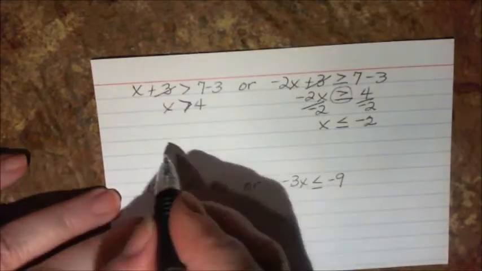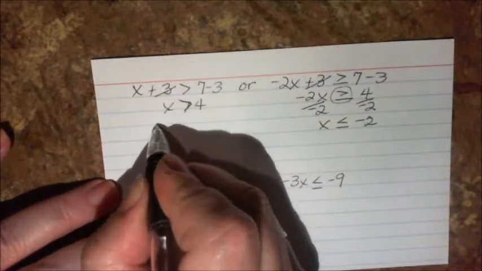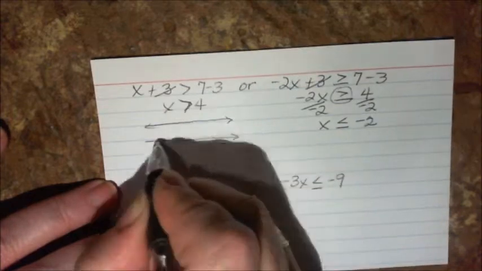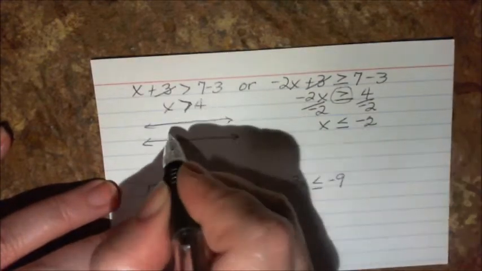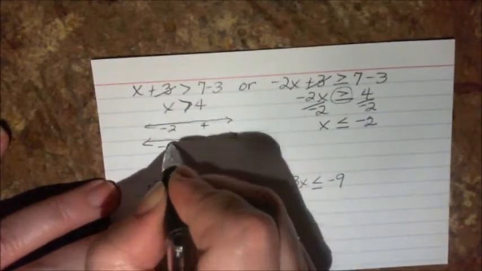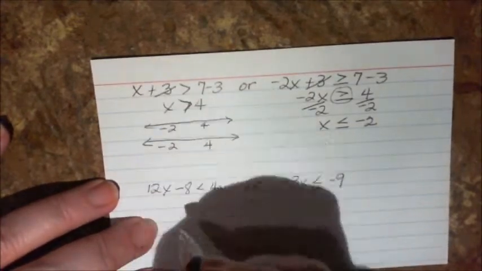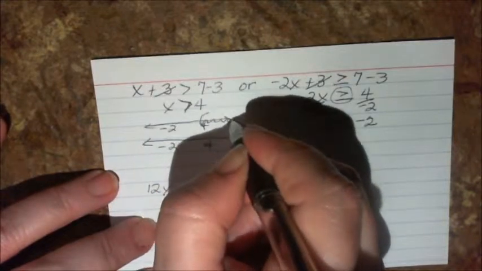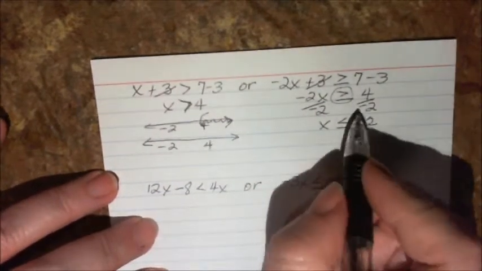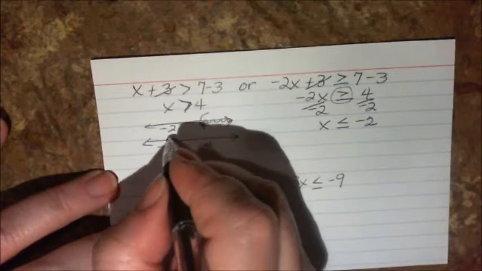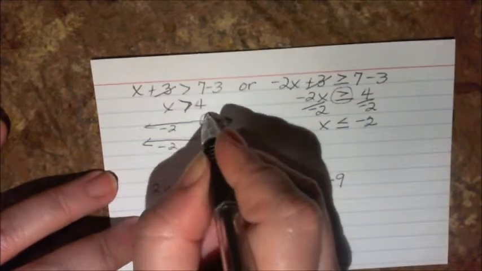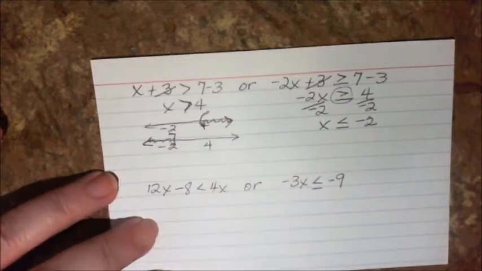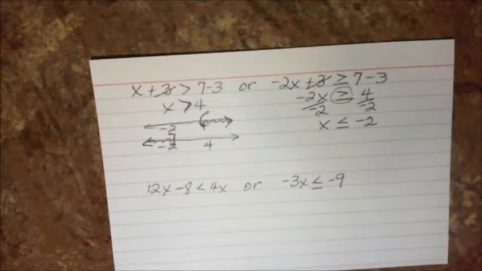Alright, so let's write our two graphs, two separate graphs for values of x. And let's mark -2 and 4 on both graphs. -2 and 4. X is greater than 4. Okay, well that takes the parentheses off in this direction, off to the right. X is less than or equal to -2. Well, that takes a bracket, and off to the left for less than or equal to -2.